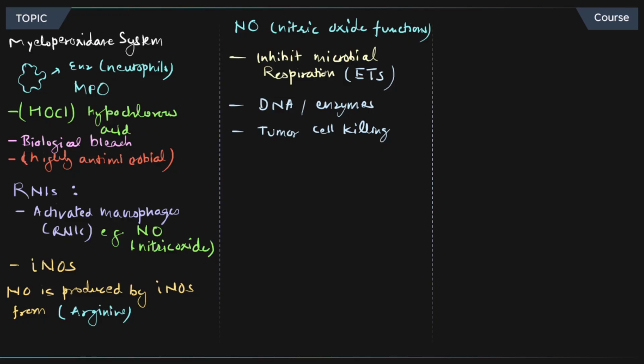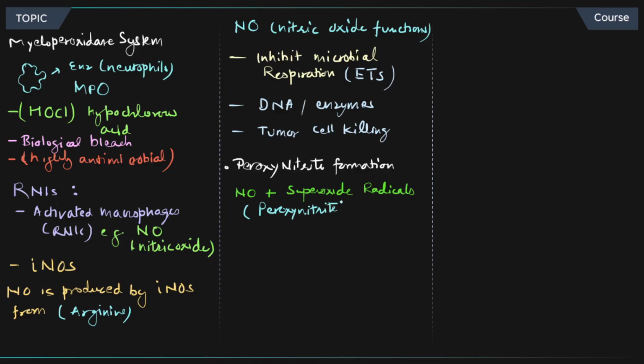Next is peroxynitrite formation. This is again a very important component of innate immunity. You have NO, nitric oxide, plus superoxide radicals. When they combine together, they form peroxynitrite, which is again extremely antimicrobial in nature. Let me write it down. Extremely antimicrobial.